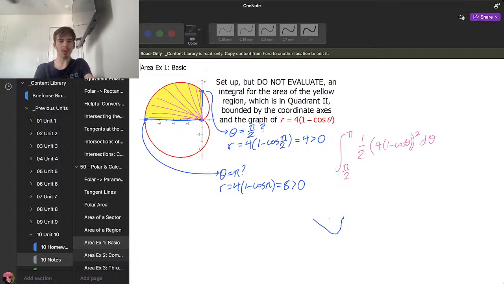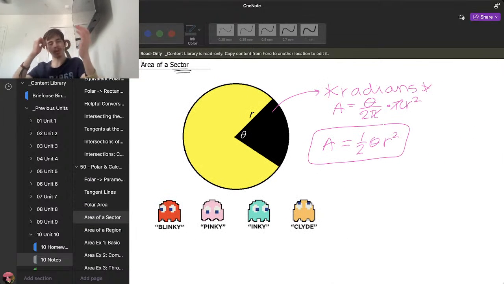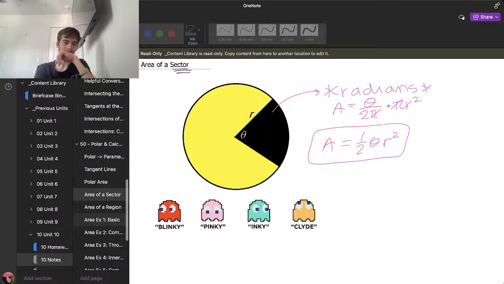Example problem: 1/2 integral of r squared d theta, which follows the same logic as the area of a sector. 1/2 is a constant, and then the integral of r squared d theta. Theta turns into d theta, if that helps you think of it.